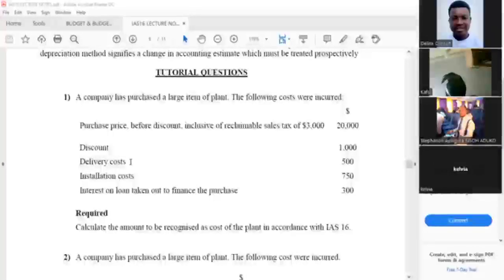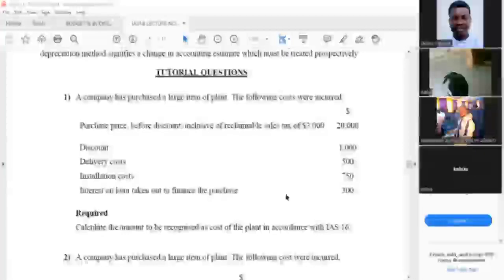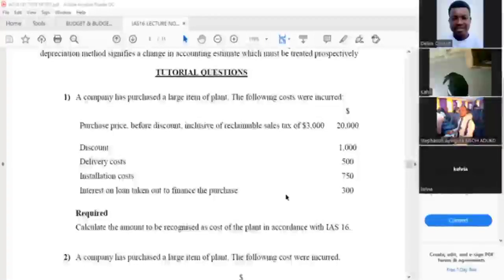Are we going to add? Yes. Installation cost. Yes, you add. Interest on loan taken out to finance the purchase. We do nothing? You add it. If not for the purchase of the assets, you would not have taken the loan. So the loan is specifically taken out to purchase the assets. This is what we call borrowing cost. Yeah, we add the interest. So our cost of the assets will now be 20,000 minus the 3,000. We subtract discounts. We add delivery costs. We add installation costs. We add interest on loan taken out to finance the purchase. Let's take another example before we move on.